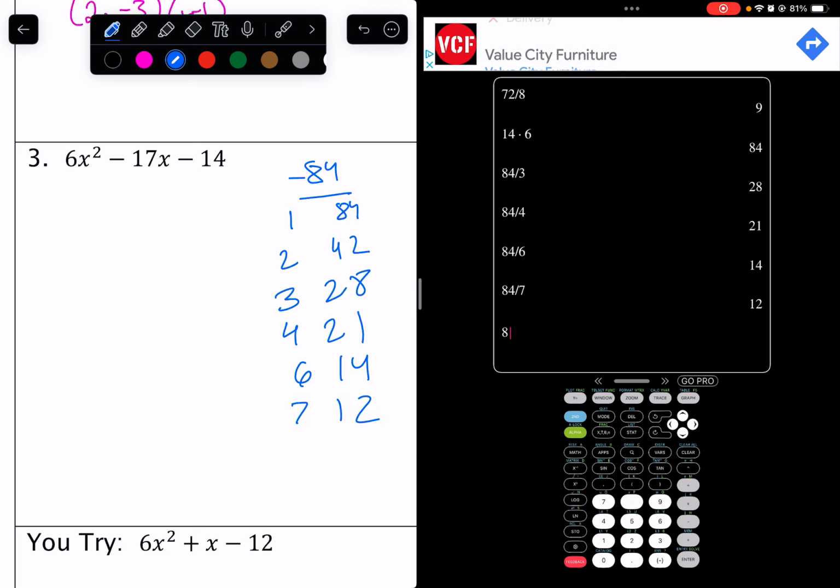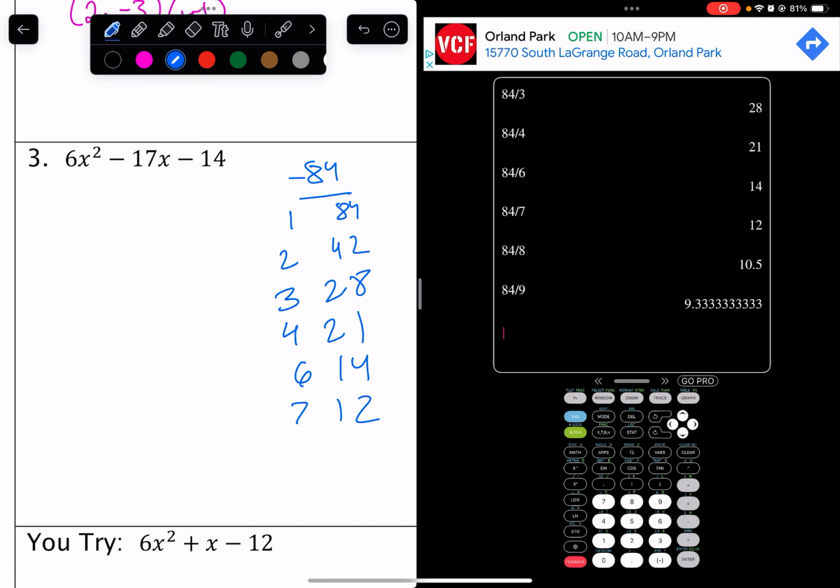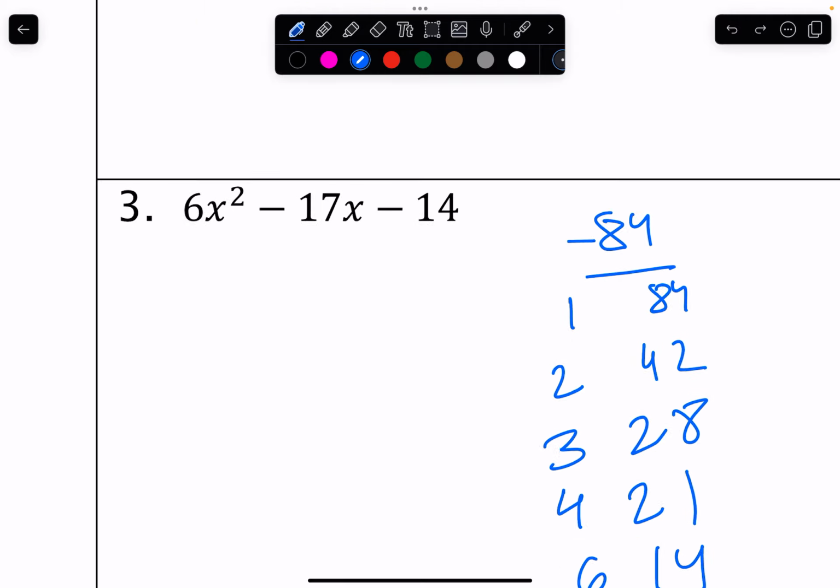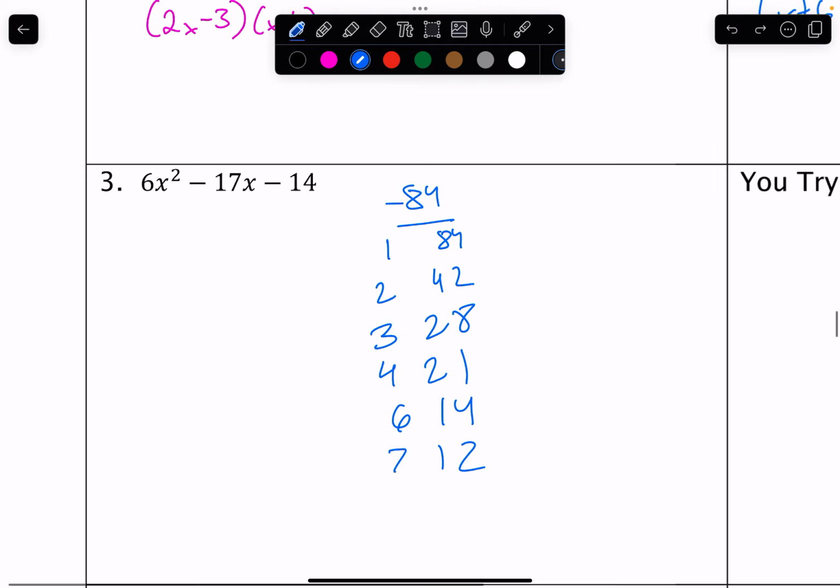And then 84 and 8 does not work. It gives me a decimal. 84 and 9 does not work. 84 and 10 is not going to work. 84 and 11 isn't going to work. And then I get to 84 and 12, which means I'm repeating, so I'm done listing out factors. So that's a lot.